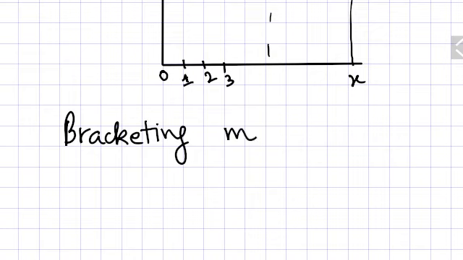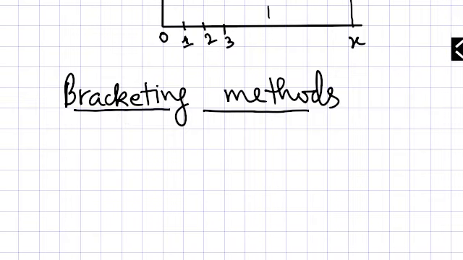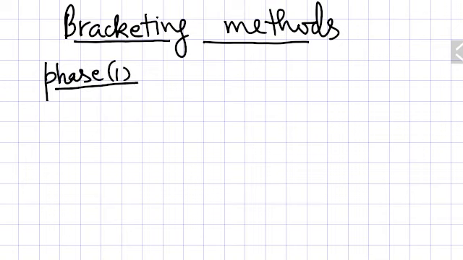Bracketing methods are actually a direct search method, and now we will discuss this method. What is this bracketing method? In this method, we do the search in two phases. Phase 1 is just to find in which bracket the minimum or maximum is lying.